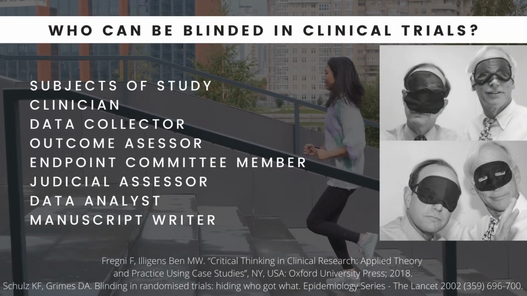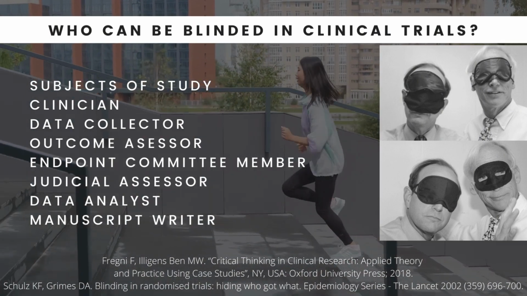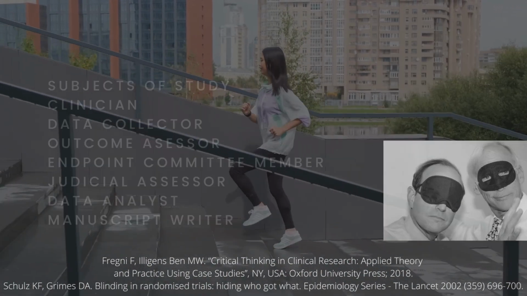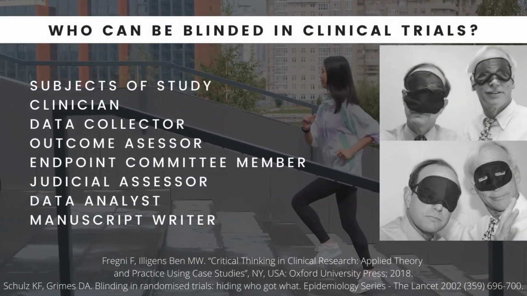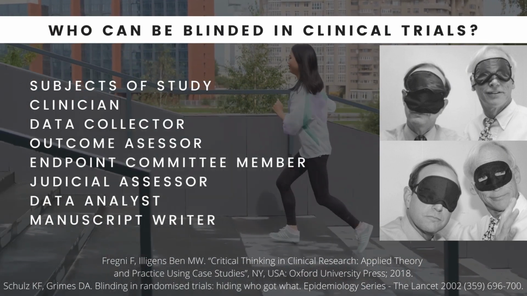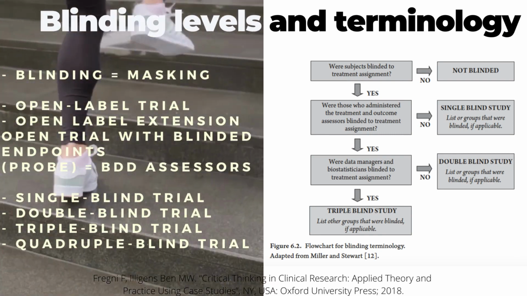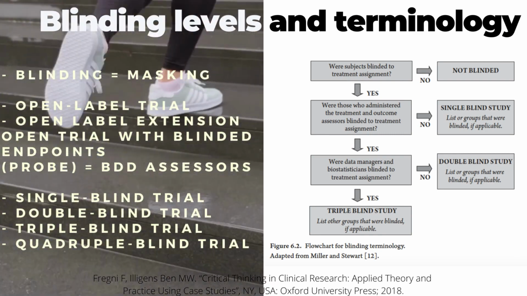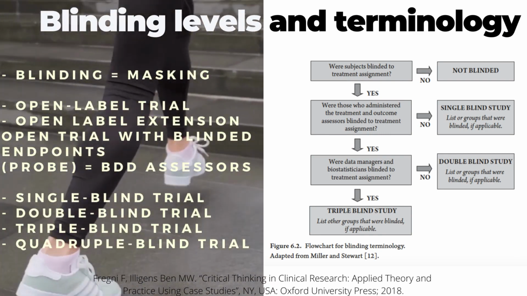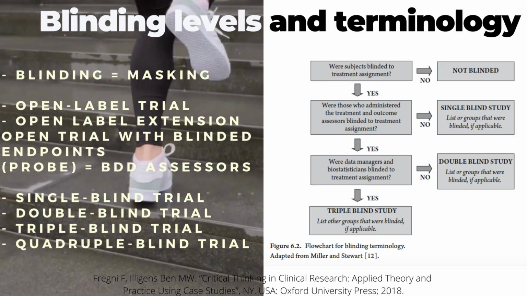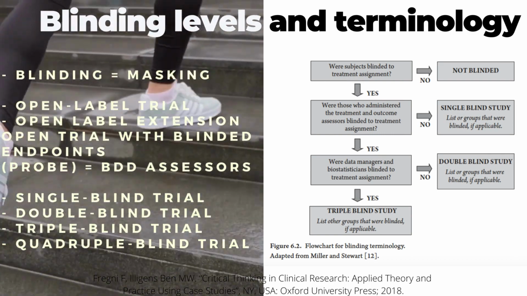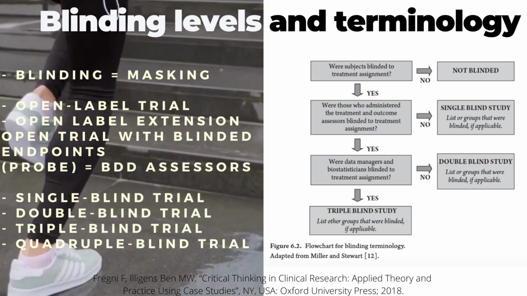Every single human involved in clinical trials is subject to be blinded. Mostly blinding methods aim for subjects of study and clinicians. Yet, data collectors, outcome assessors, and even manuscript writers may be blinded for the purpose of bias risk assessment of the study. Blinding and masking may be used as synonyms, although masking is preferred when blindness per se is an outcome of interest in the study.